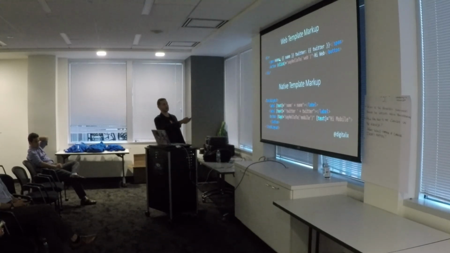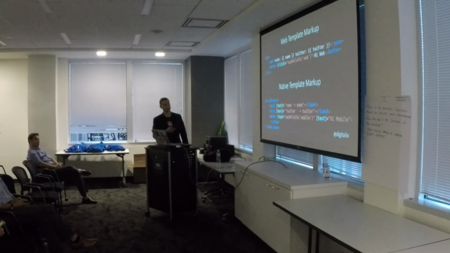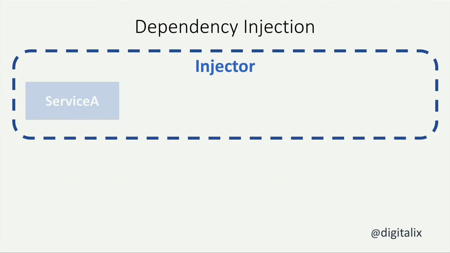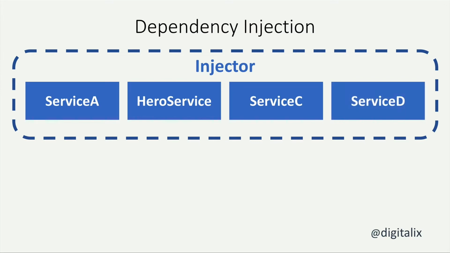For example, on the web the button has a click here, and here the button has a tap. Browsers are very forgiving in how we write our HTML. So there is such a thing as a text node. In native, there is no text node, so you have to specify text as an attribute of the button. Same thing for labels. So what else can we do?